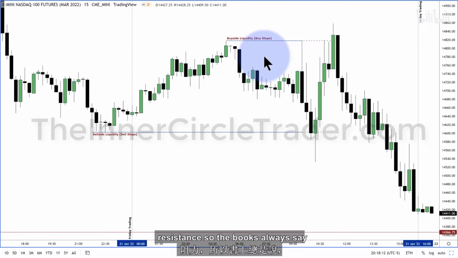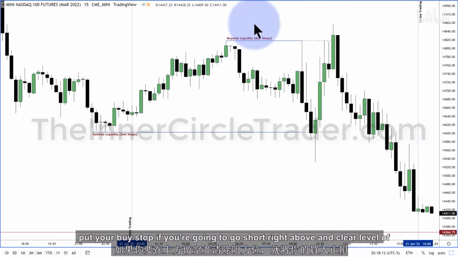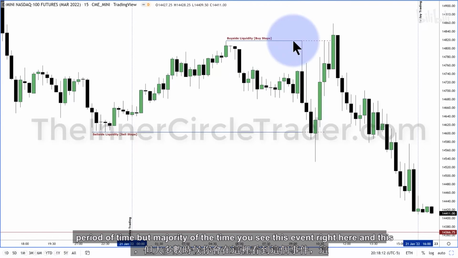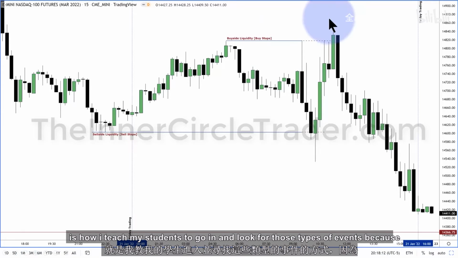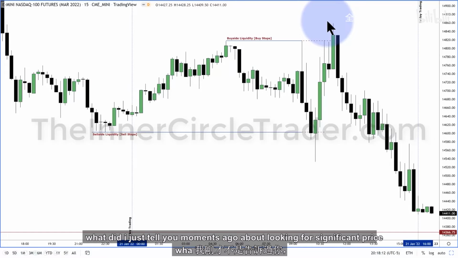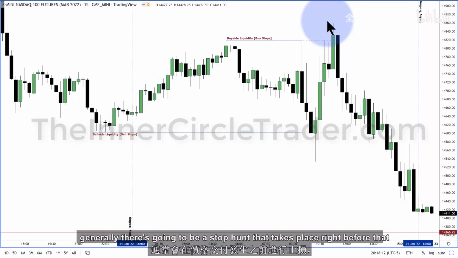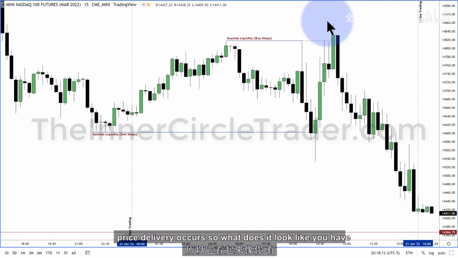So the books always say, put your buy stop, if you're going to go short, right above a clear level of resistance. Well, these levels work for a short period of time, but the majority of the time you see this event right here. And this is how I teach my students to look for those types of events, because what did I just tell you moments ago about looking for significant price moves? Before there's a significant price move of any real magnitude or importance, generally there's going to be a stop hunt that takes place right before that price delivery occurs.